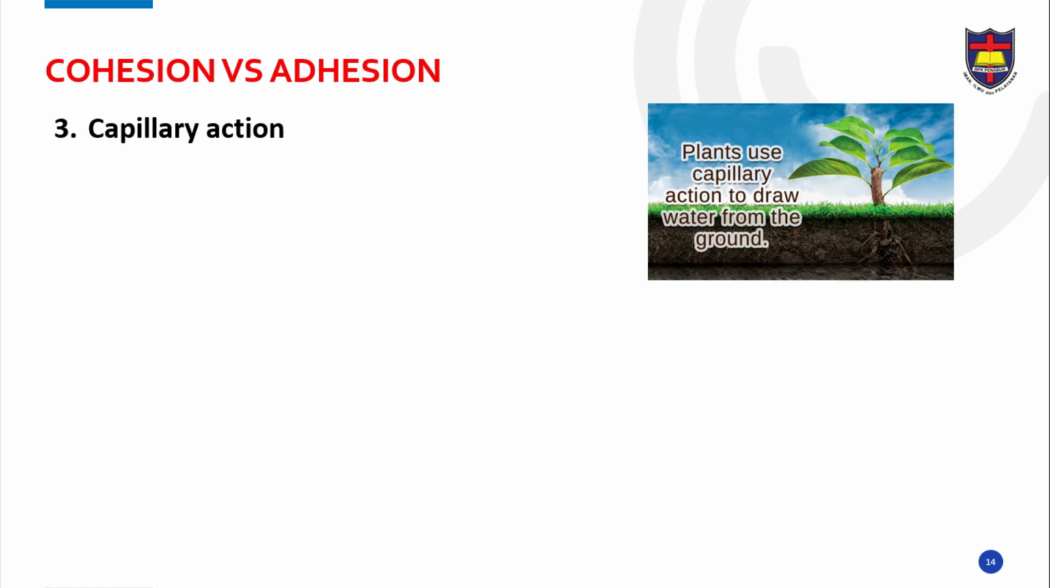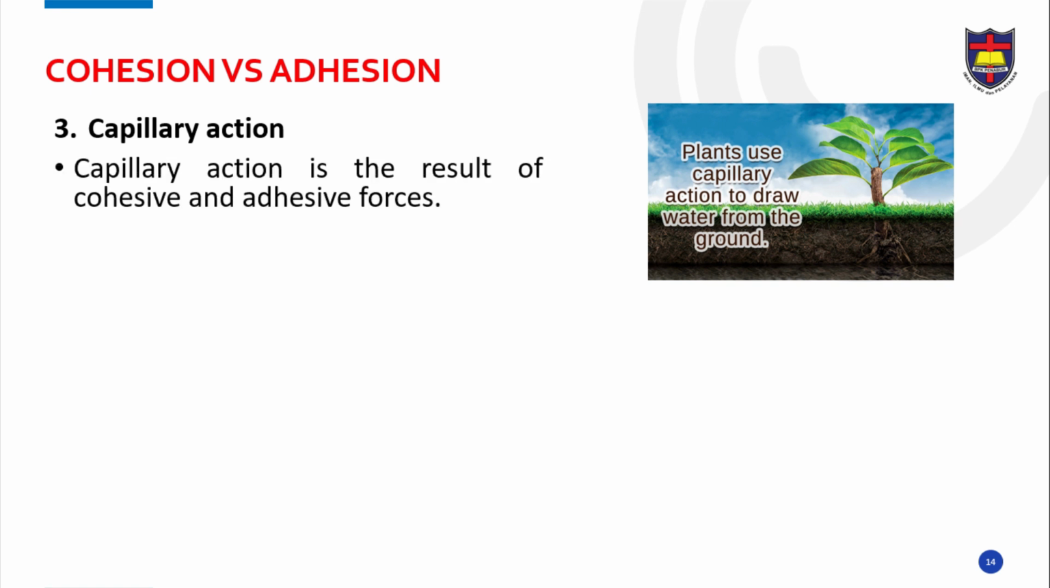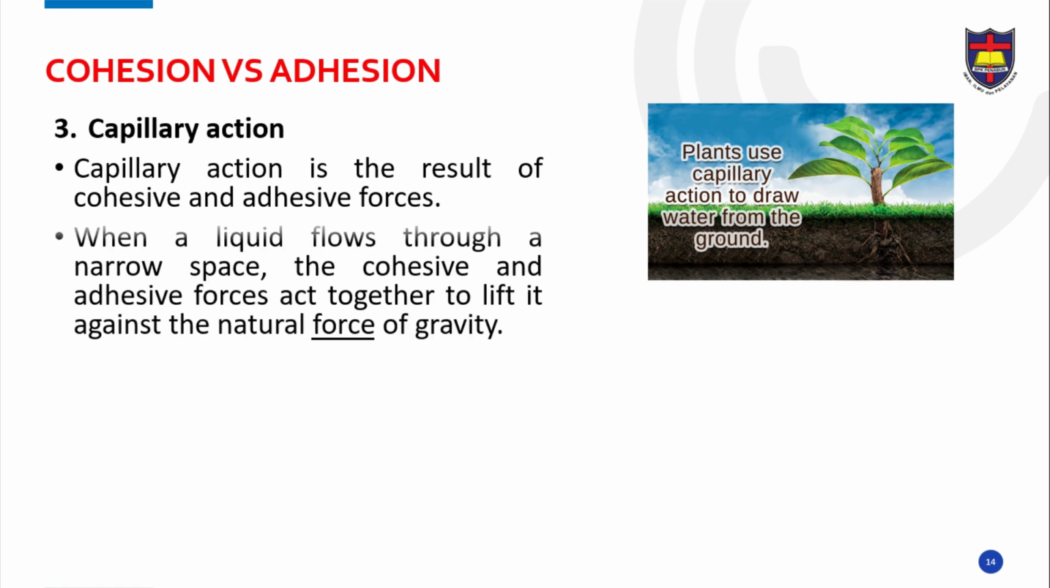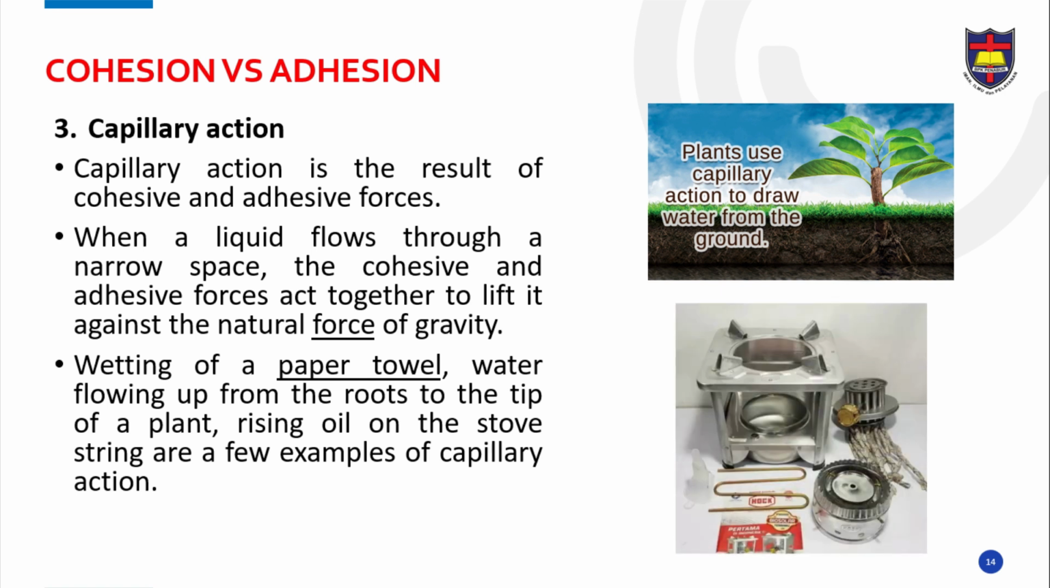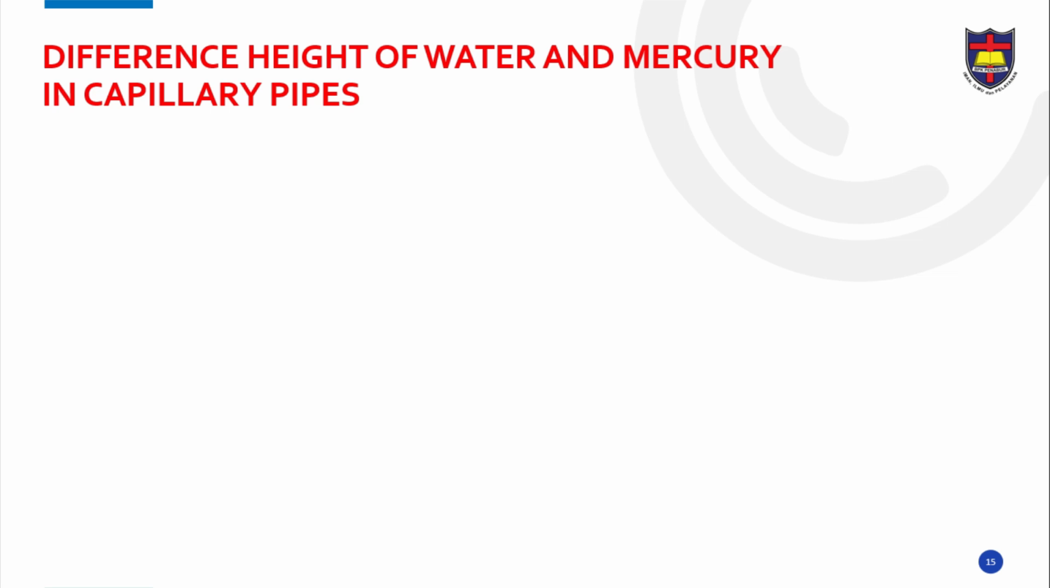Capillary action is the result of cohesion and adhesion forces. When a liquid flows through a narrow space, the cohesion and adhesion forces act together to lift it against the natural force of gravity. Wetting a paper towel and water flowing up from the roots to the tip of a plant are a few examples of capillary action. There is another interesting thing in capillary action: the different height of water and mercury in capillary pipes. Let's take a look at the pictures.